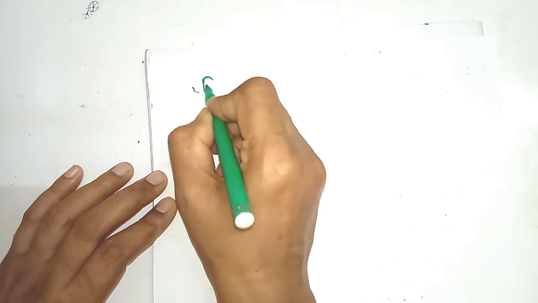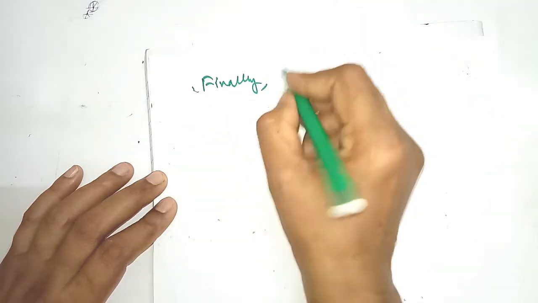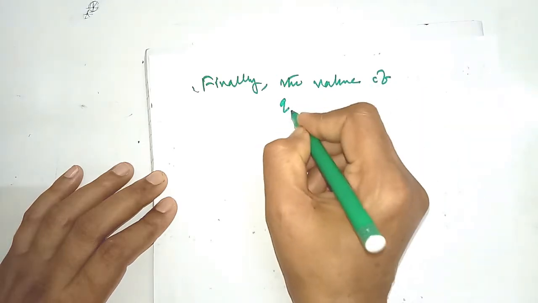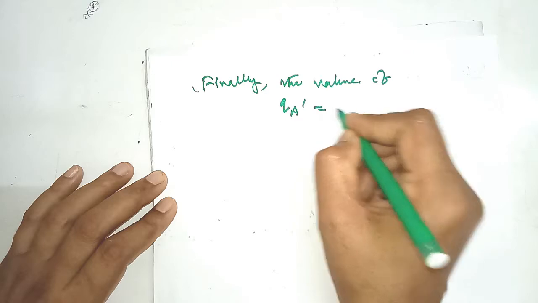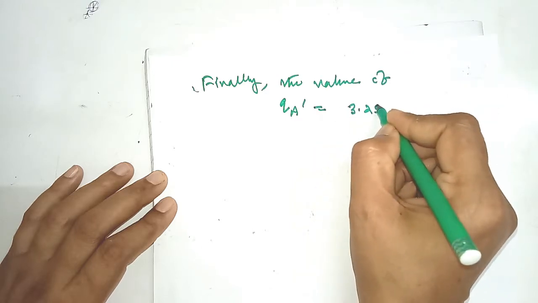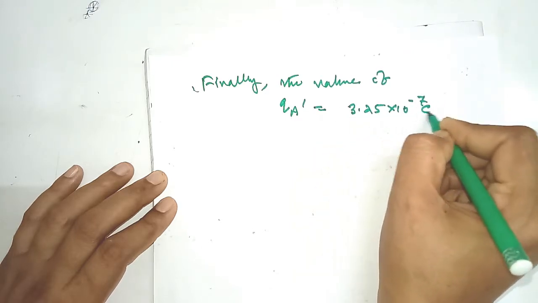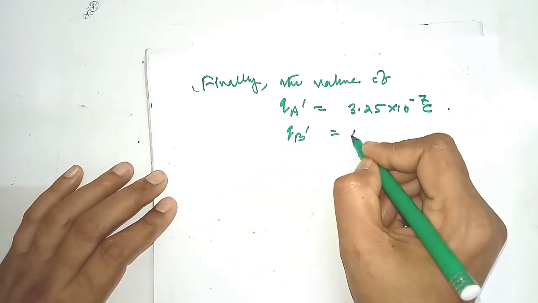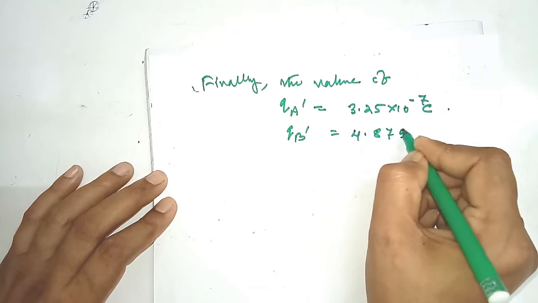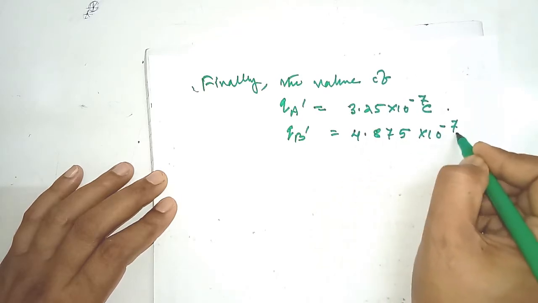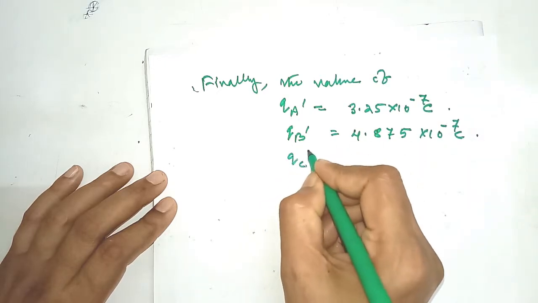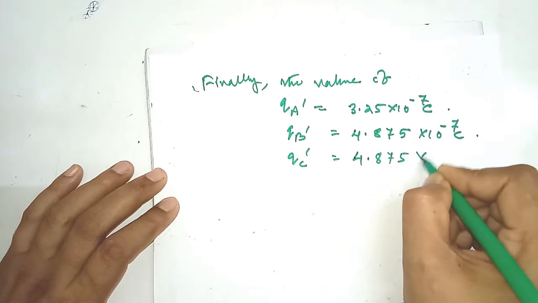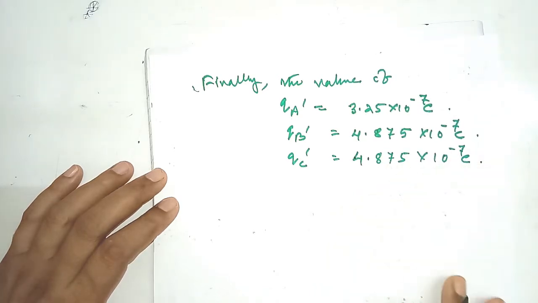So finally, the value of QA dash equal to 3.25 into 10 to the power minus 7 coulomb, and QB dash equal to 4.875 into 10 to the power minus 7 coulomb, and QC dash is equal to 4.875 into 10 to the power minus 7 coulomb.